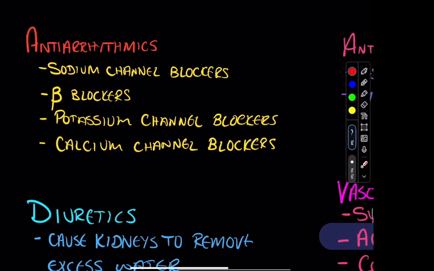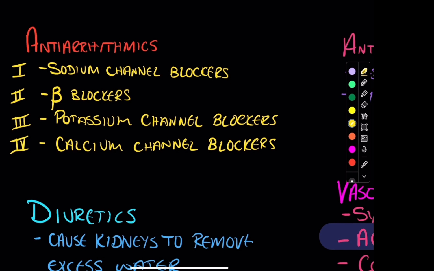The big first category we deal with are what's called antiarrhythmic medications. The big ones we have are sodium channel blockers, beta blockers, potassium channel blockers, and calcium channel blockers. These antiarrhythmics are actually split into classes, based on which mechanism they use to work on the heart: class 1, class 2, class 3, and then class 4.